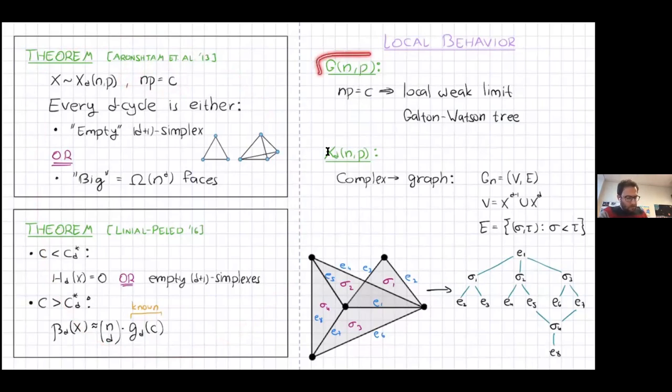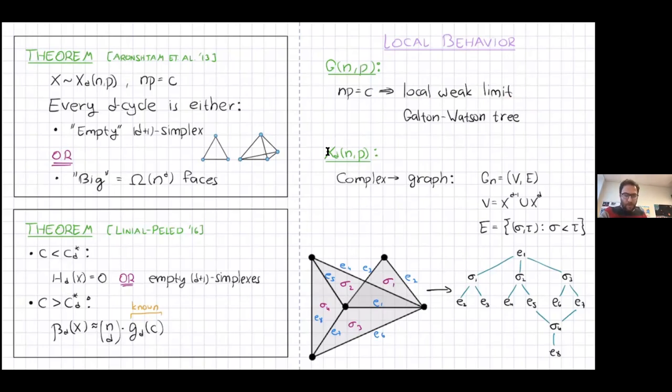So a result known before for the random graph GNP, when NP is constant, is that if you look at the bounded neighborhood of a vertex, you can show that there is a weak limit to the Galton-Watson tree. So it's a tree where the number of descendants always has a Poisson distribution. And apparently a similar phenomenon happens here in the random complex, which I think is interesting.